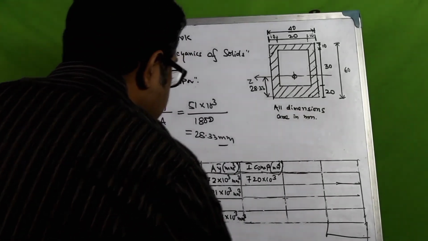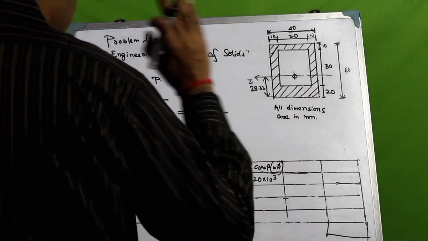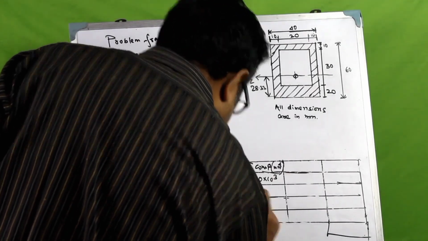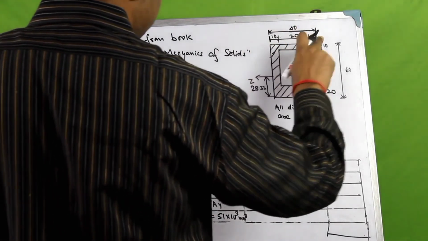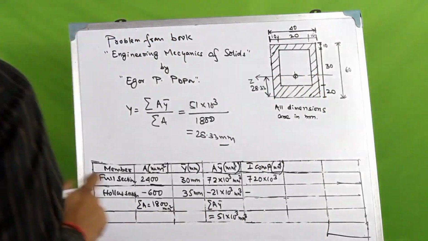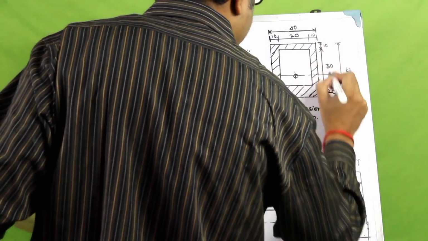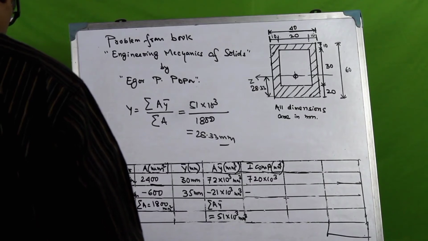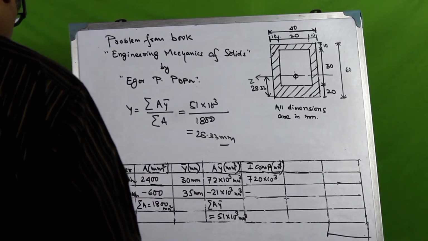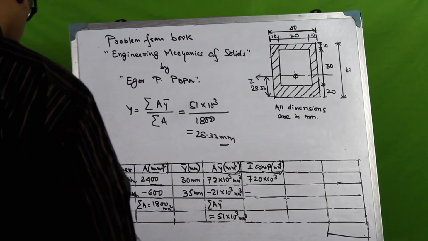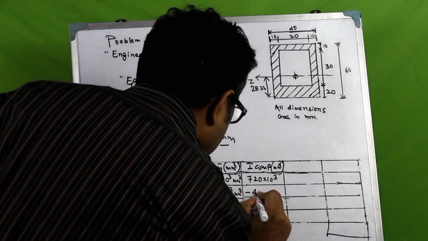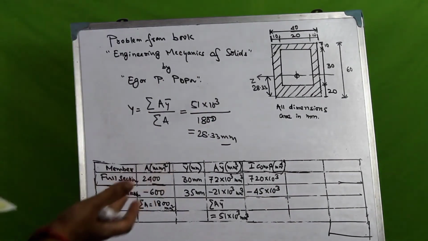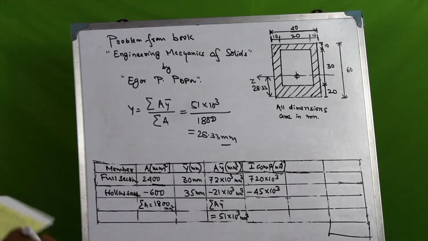Now the moment of inertia of this hollow section, it's a hollow section, so it would be minus. So it would be minus BD cube by 12, 20 into 30 cube by 12, right? So this one is 30. So 20 into 30 to the power 3 divided by 12 comes as 45 into 10 cube, right? So these are the moments of inertia of the individual components.